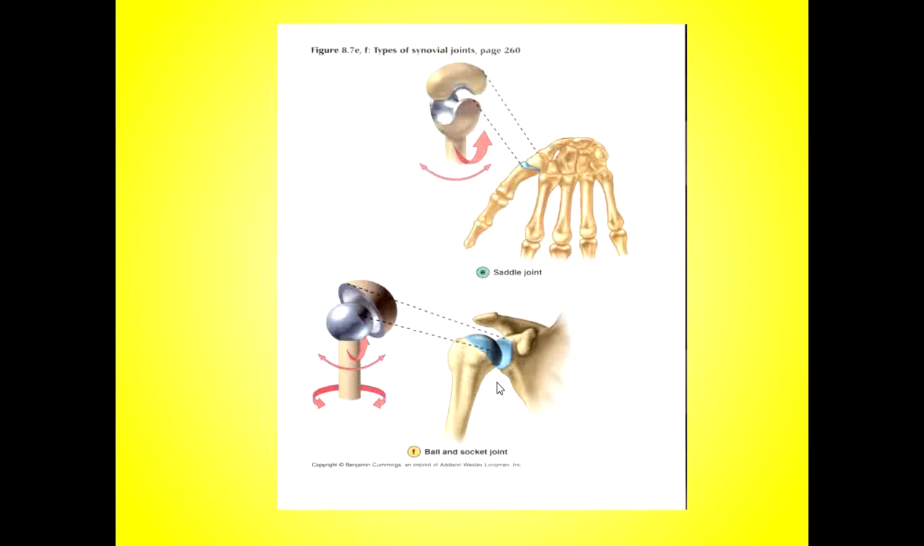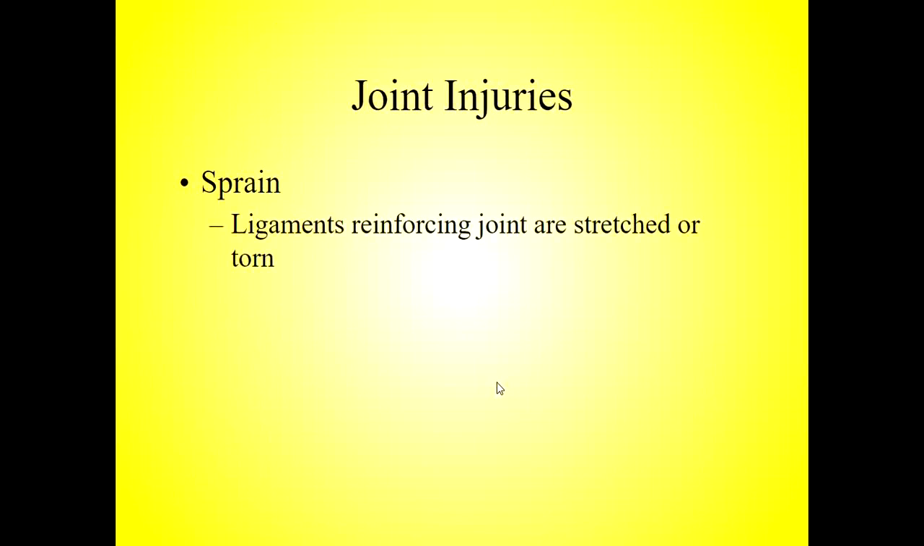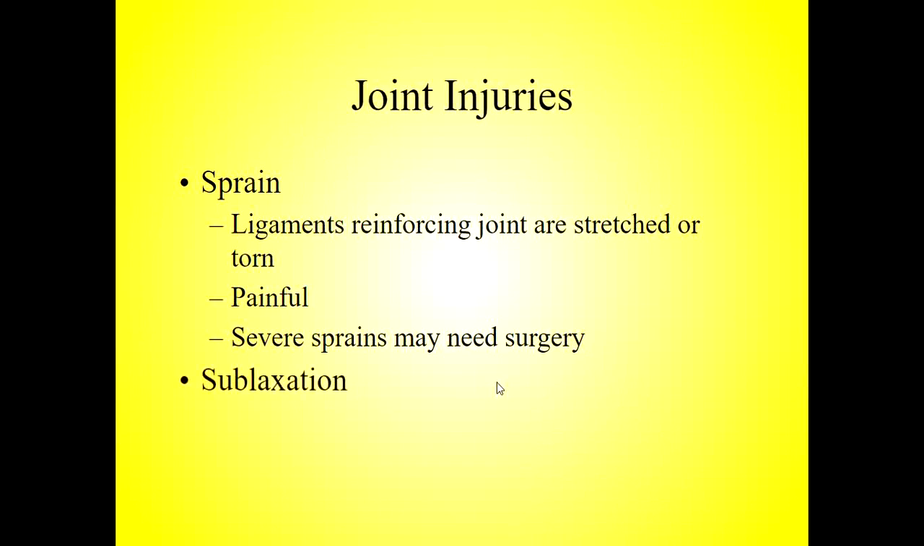Now, joints allow us to move around and do some pretty great things, but joints can also be injured. Some injuries of the joints would be sprains. A sprain is basically where the ligaments around the joint are stretched or they could be torn. Sprains are extremely painful, and a severe sprain may require you to have surgery. A subluxation of a joint is basically a partial dislocation of a joint.